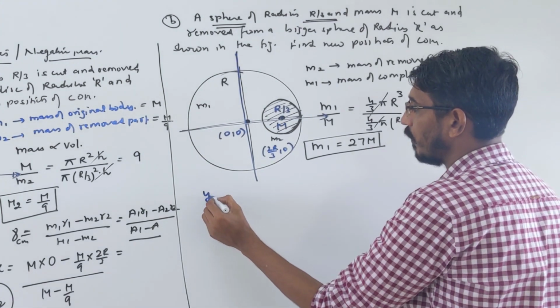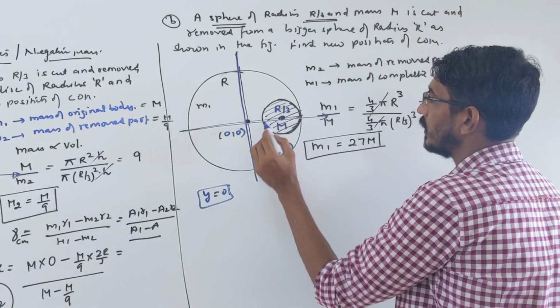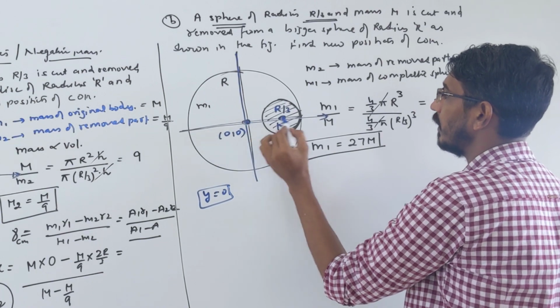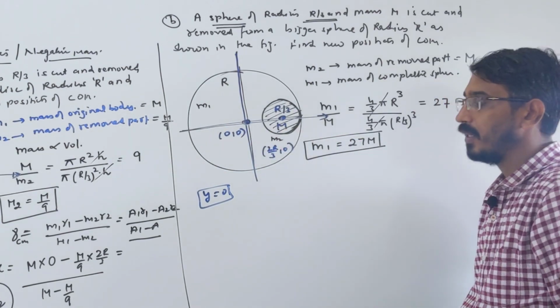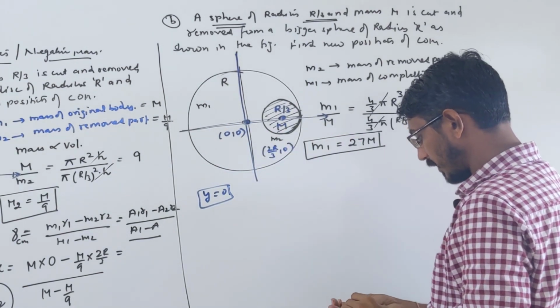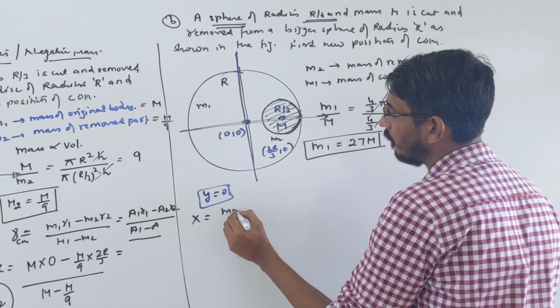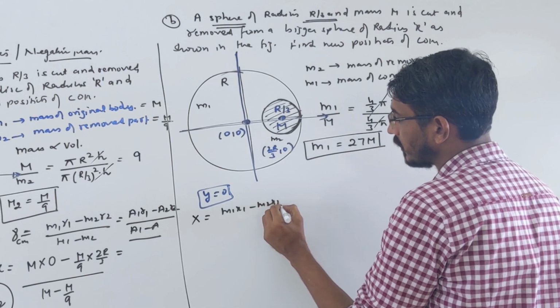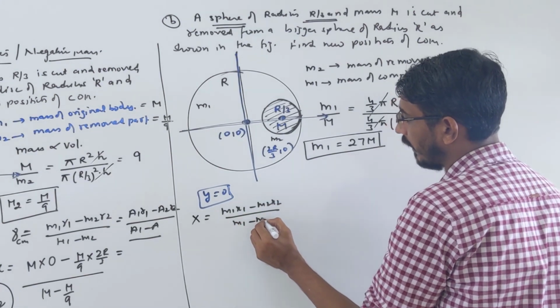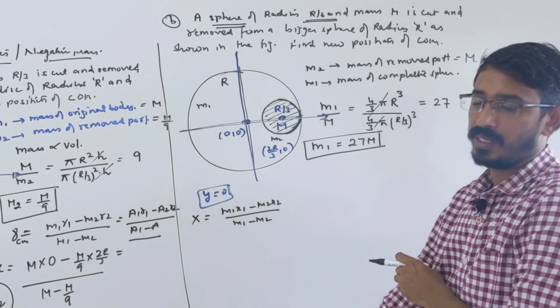The y coordinate is always 0 because both centers of mass are on the x axis, so no need to calculate y. You have to calculate only x. So let's calculate x. What will be your formula? Same: m1 x1 minus m2 x2 by m1 minus m2. The removed part we will call the negative part.